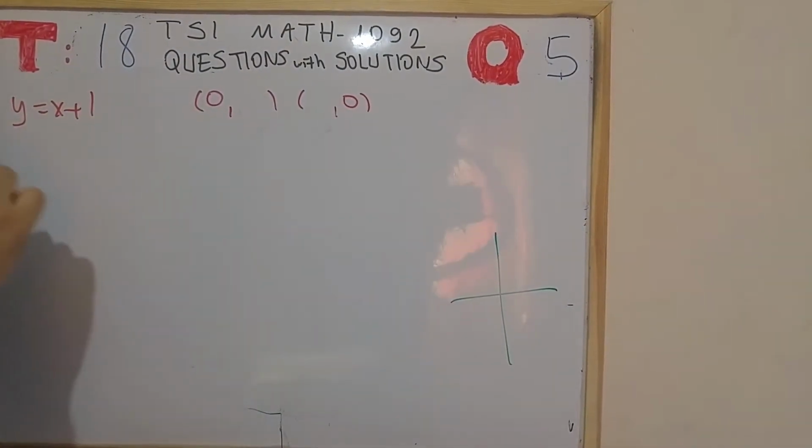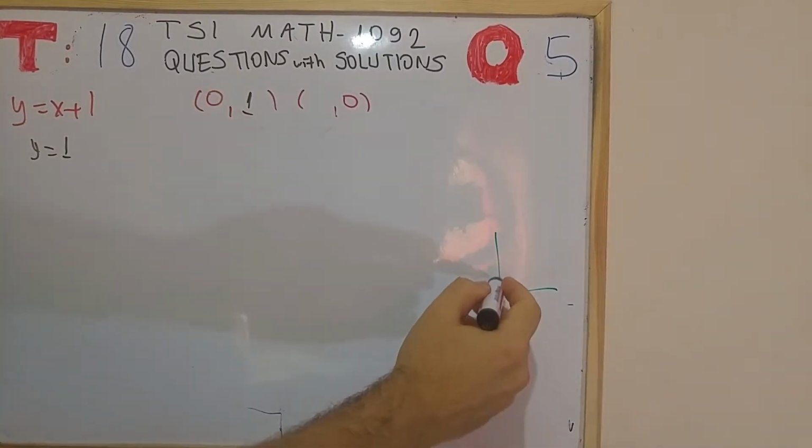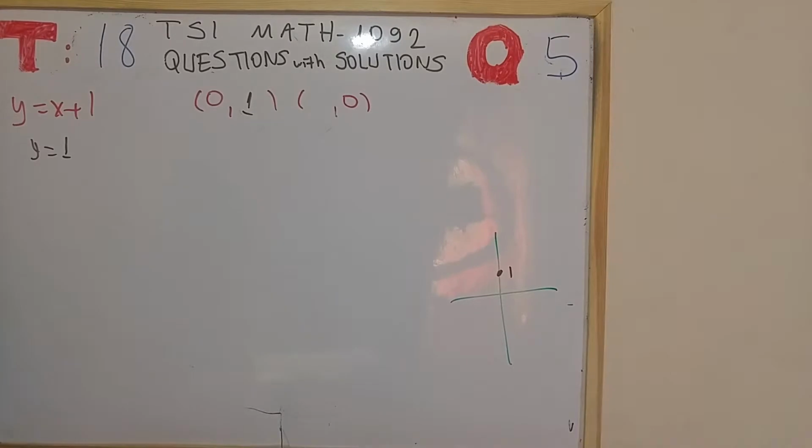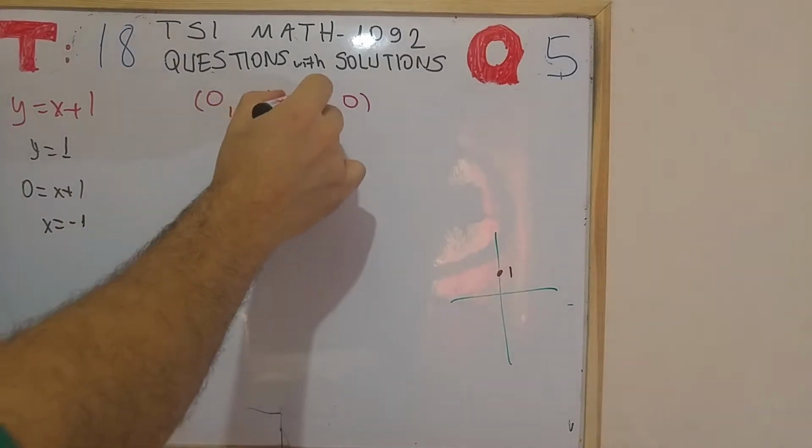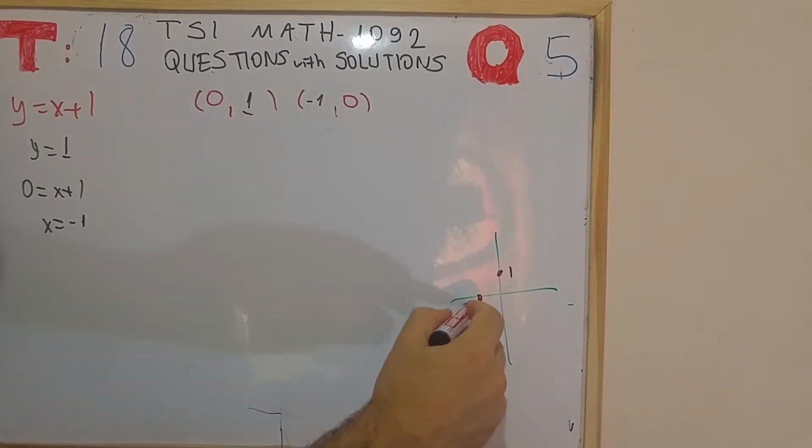When x is equal to 0, y is equal to 1. So this is 0, 1 of my points. How about the second one? When y is equal to 0, 0 will be equal to x plus 1, and x will be equal to minus 1. So the other point is minus 1, 0, and this would be the line.